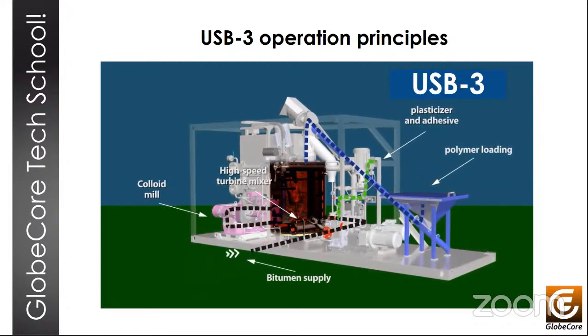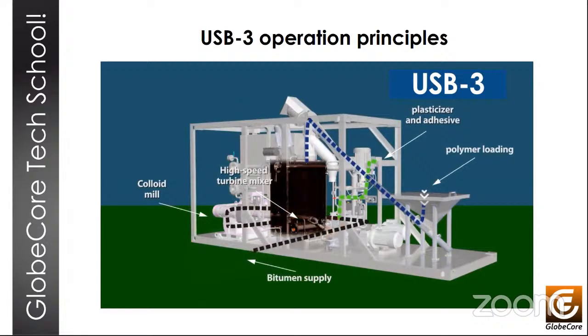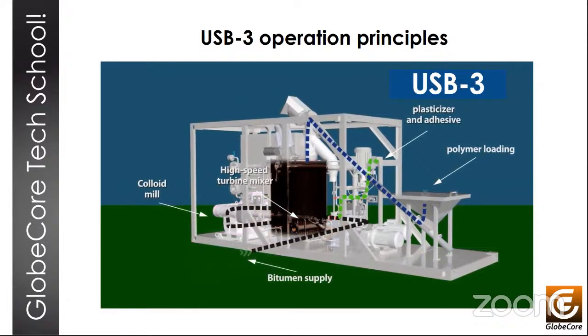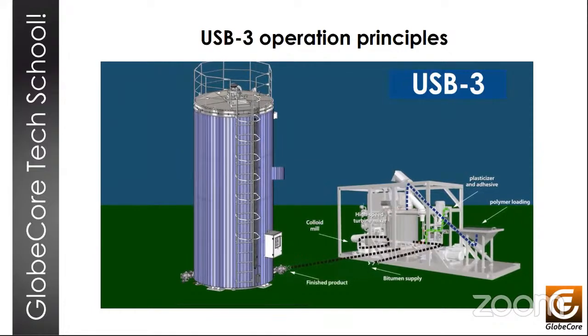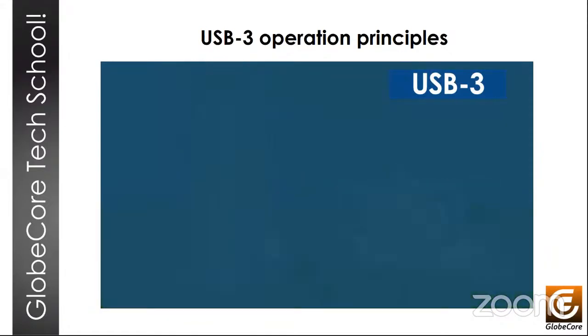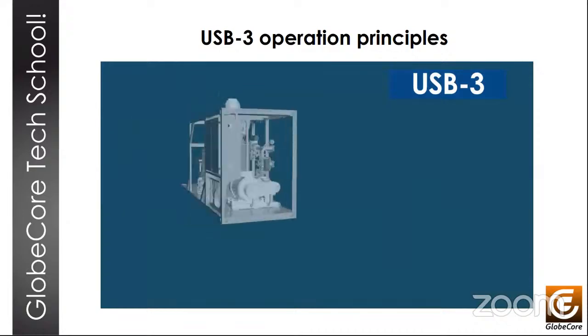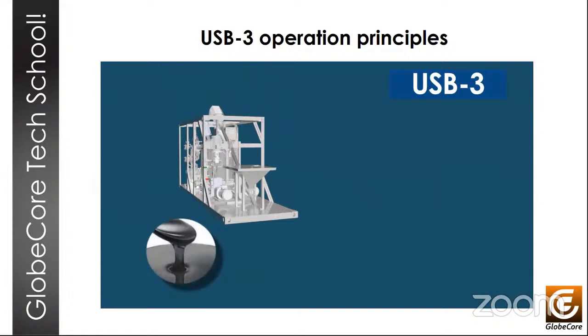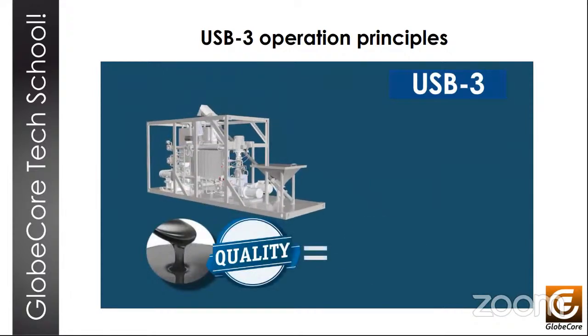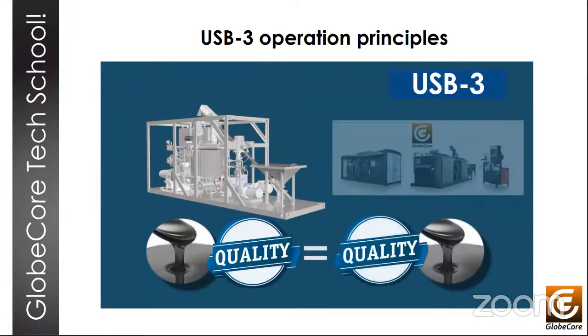Now, inside that tank, there is a high-speed turbine mixer. It premixes polymer and bitumen, and the resulting mix is fed to a colloidal mill with special profile cutters, which grind, cut, and homogenize the polymer-containing bitumen, after which the finished product from the outlet of the plant is unloaded into a storage and transportation container. And only one pass through the mill is enough for the production of modified bitumen.